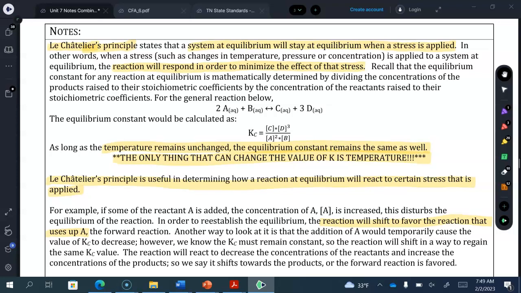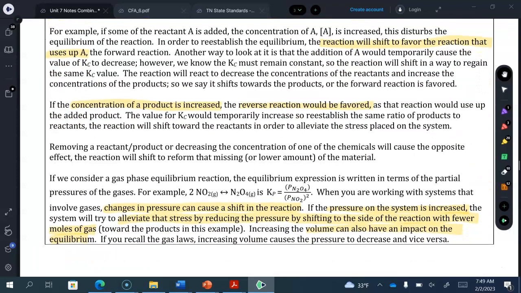Le Chatelier's principle is useful in determining how a reaction at equilibrium will react to a certain stress that is applied. For example, if the concentration of reactant A from the reaction above is increased, this disturbs the equilibrium of the reaction because now you've got more A and it needs to get back to equilibrium. In order to reestablish the equilibrium, the reaction will shift to favor the reaction that uses up A. You have extra A now, so you're going to use it up. In this case, it is the forward reaction.